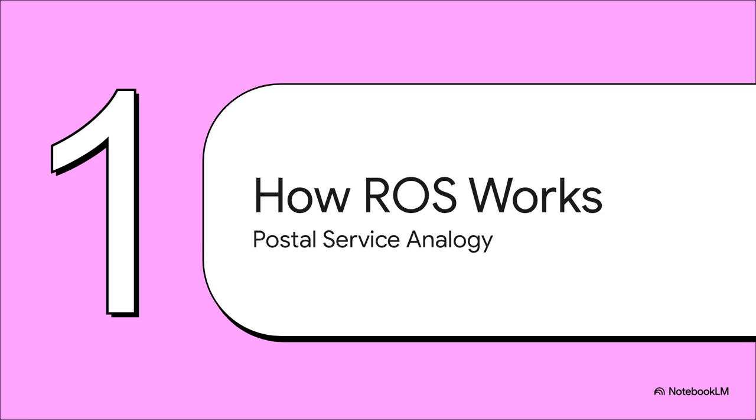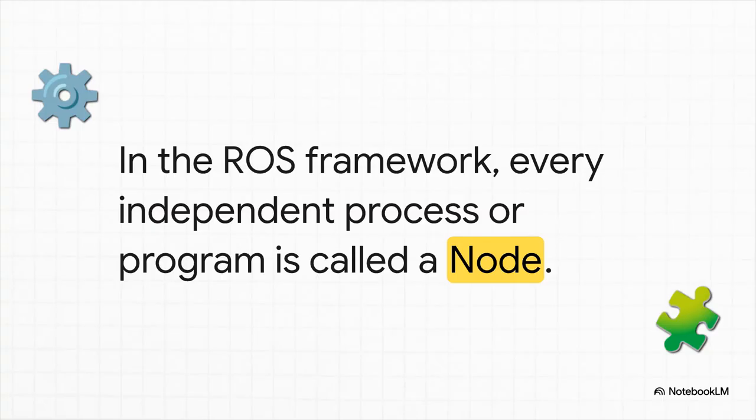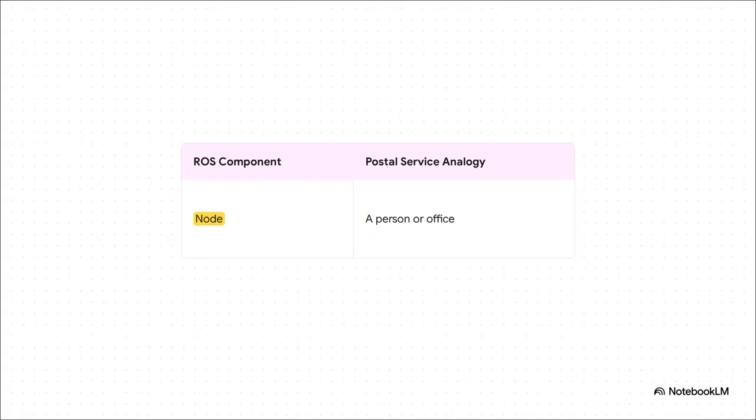Okay, this postal service analogy is actually the perfect way to understand the nuts and bolts of how ROS works. So let's really break this down. In the world of ROS, every independent little program is called a node. A node could be the piece of software that's just reading data from a camera, or another one that's controlling a motor. Maybe a third one is running a complex algorithm to figure out where to go. Each one is its own separate thing. So, if we stick with our postal service analogy, a node is basically like a person or a specific department in an office. It's an endpoint, you know? It's someone who can send mail out and also receive mail.